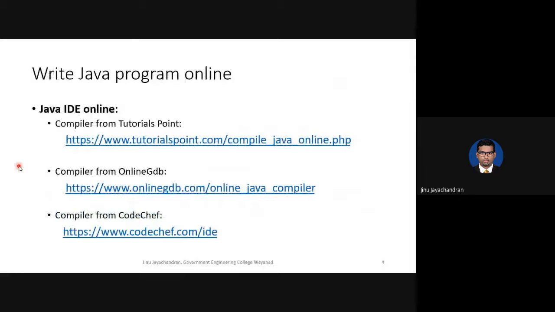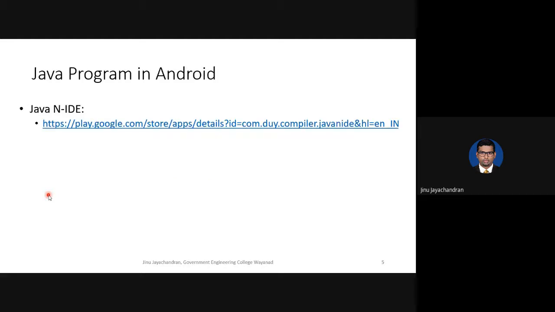Or you can go for online IDEs. If you have a stable internet connection, you can check out Tutorials Point, Online GDB, and CodeChef. They have an interface in which you can do Java programming and run it. Some of them have an option to debug, and you can also see the outputs. I'll be uploading this slide so you can choose whichever you want. And if you're using Android phones, you have an IDE called Java N-IDE. I think it is also there on iOS. You can just install that app, write the program in the app, and get the output.